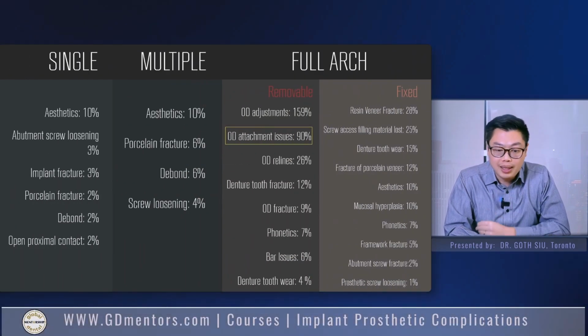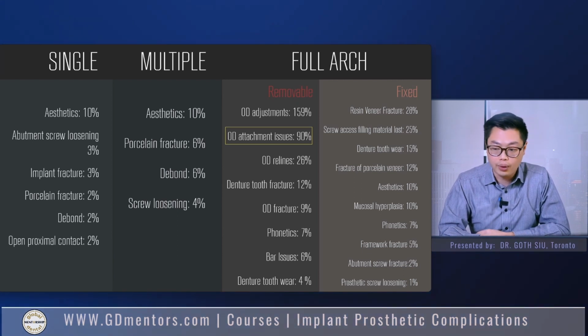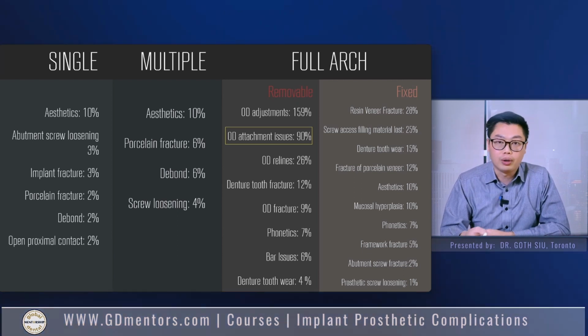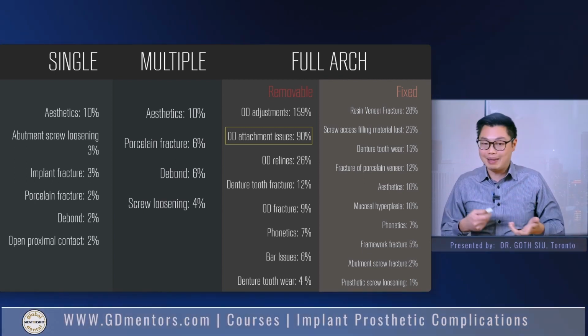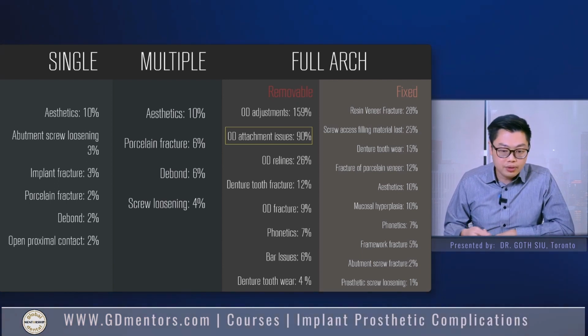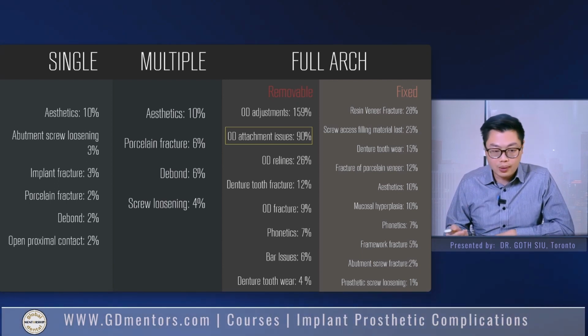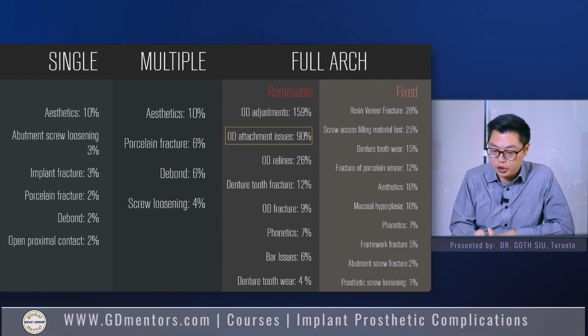The next one is overdenture attachment issues, such as locators loosening or wearing down or distorting so they can't go in. The most common system, I would say, is the locator system. It's easily changeable, it's very easy to use. Most dentists know how to use them, most labs will do it. Internationally, everybody should know what locators are.